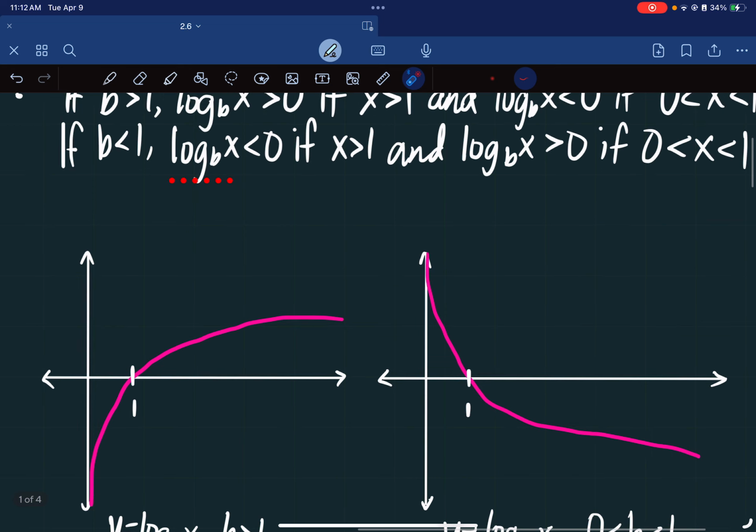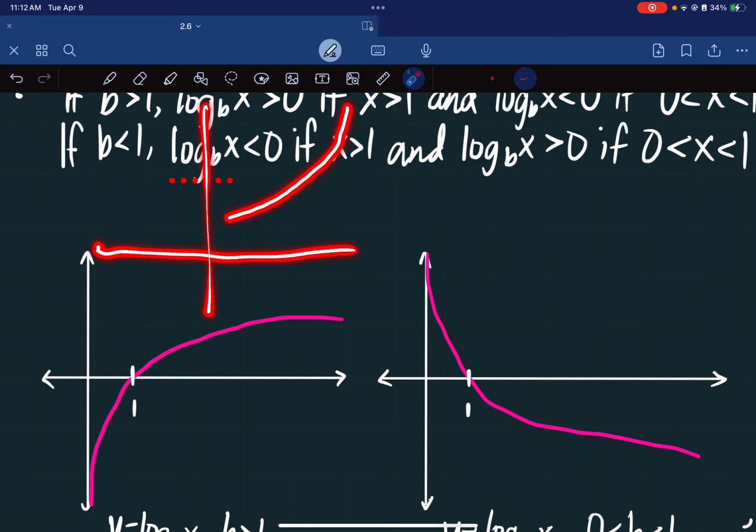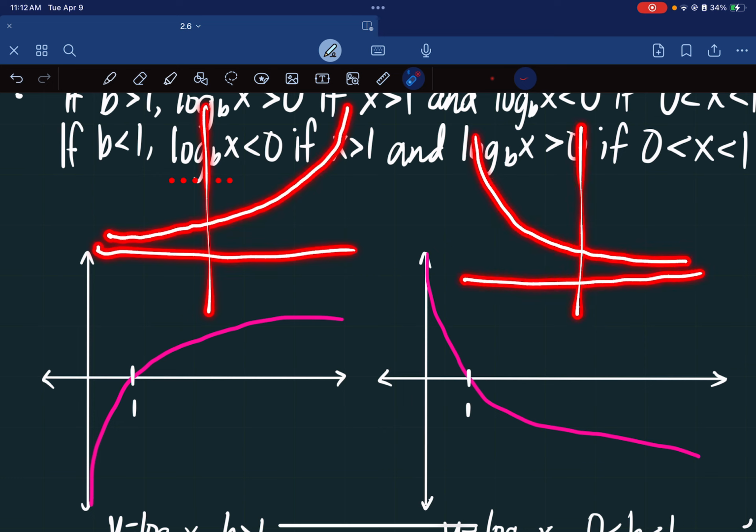So if you recall our exponential functions, we have this one right here, or this one right here. As you can see, in both cases, they are asymptotic about the x-axis. And so, if we reflect them with respect to y equals x, what we will produce are these two graphs below.